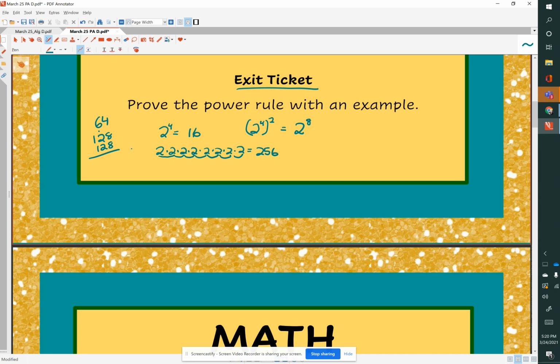And if you were to take 16 and multiply it by 16, so in other words, if you took this and raise it to the 2nd power, let's see what we get. 6 times 6 is 36, 9, 16, and that adds up to 256. And our answer checks. So we just proved the power rule with an example.